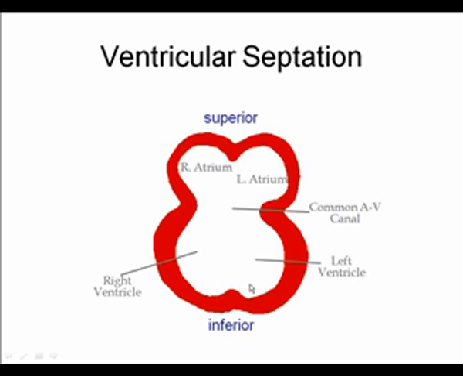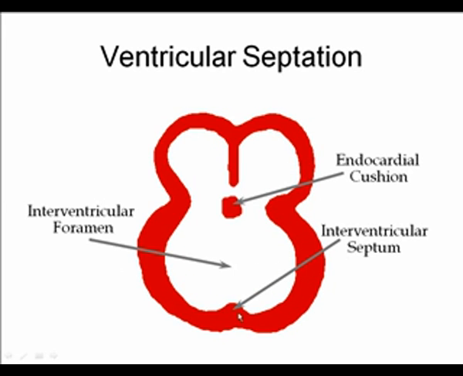So if we talk about ventricular septation, we see the bulboventricular region here and the bulboventricular canal, and we begin to see a growth in this particular region of the muscular interventricular septum, and it will separate the right ventricle and the left ventricle. That interventricular septum is going to grow towards the endocardial cushion. Initially, there will be a very large interventricular foramen.